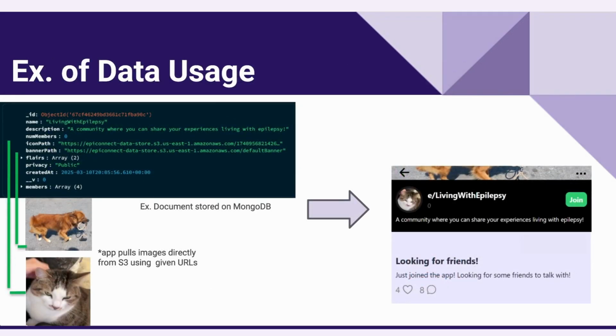Here we have an example of community living with epilepsy and how it's stored in the database. In the top left, we see the document as stored in MongoDB. Any text information is stored directly within it. However, information like the icon and banner is instead stored on S3 and linked here, which the app can just pull directly. Using all that, we can get the representation on the right.